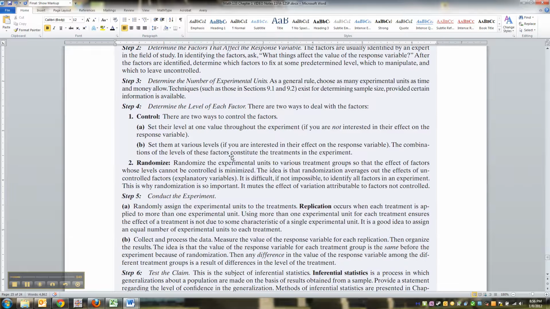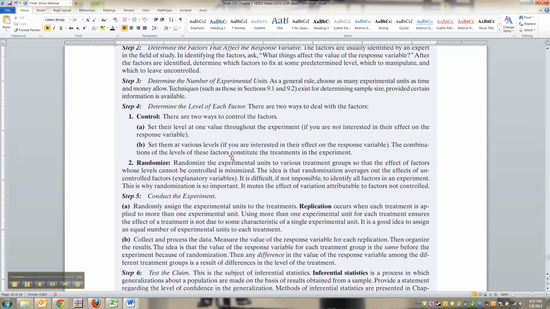Then you determine the level of each factor. Are you going to control them? Are you going to make all the students eat the same amount of breakfast every morning for the week leading up to the SATs? Are you going to make them all sleep that night no matter what? Are you going to make them attend a class or not attend a class? Like a SAT prep class, that kind of thing.